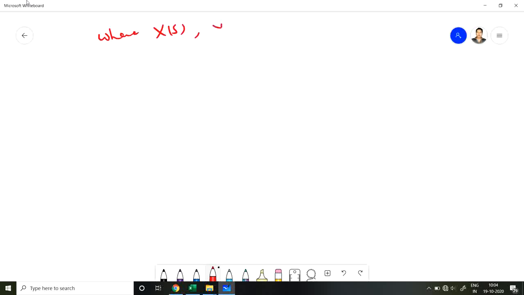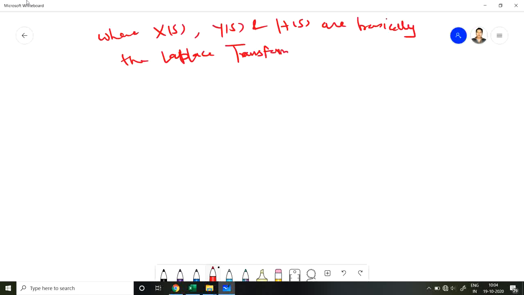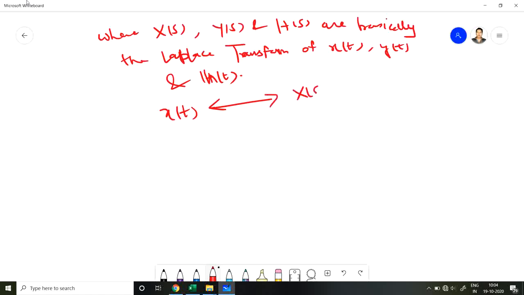Here X(s), Y(s) and H(s) are the Laplace transforms of x(t), y(t) and h(t). The Laplace transform of x(t) is X(s), the Laplace transform of y(t) is Y(s), and the Laplace transform of h(t) is H(s).